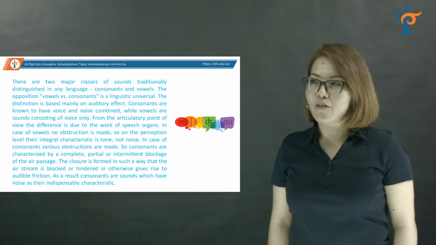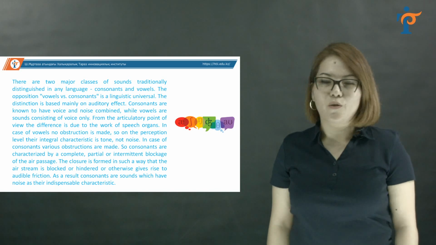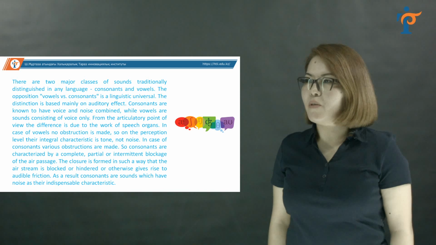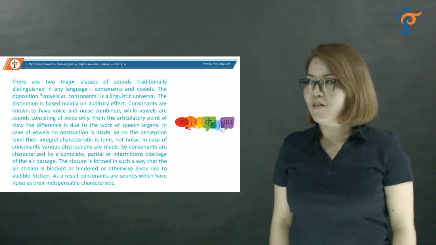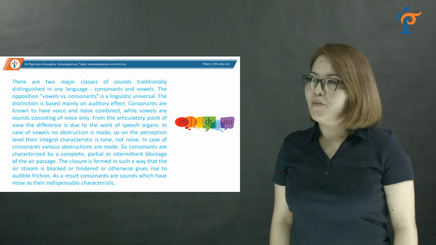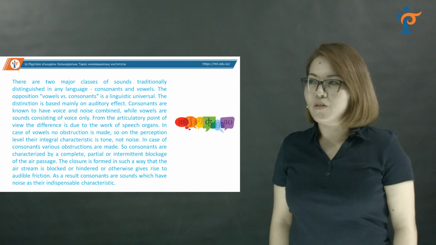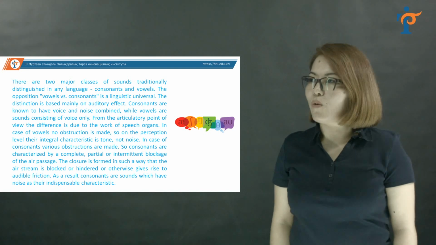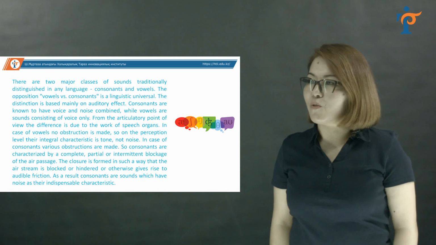Hello everyone. Today we have lecture number 8, the articulatory classification of English consonants. There are two major classes of sounds traditionally distinguished in any language: consonants and vowels. The opposition vowels versus consonants is a linguistic universal. The distinction is based mainly on auditory effect. So consonants are known to have voice and noise combined, while vowels are sounds consisting of voice only.